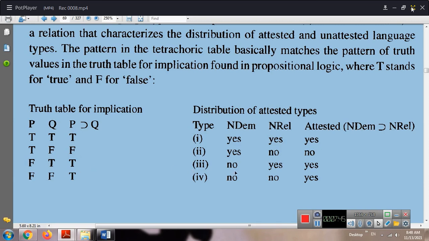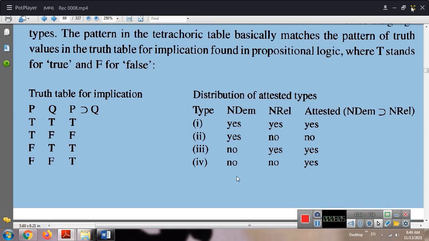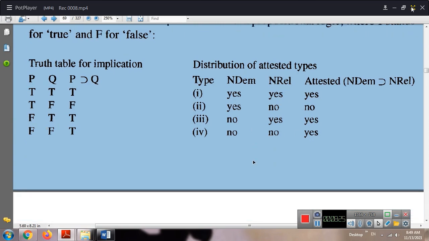In number 3, if a language is not non-demonstrative but is non-relative clause, that language exists. It means that if the first one is false, P is false, but Q is true, then we have P then Q is true. And number 4, when P is false and Q is false, that is true. It means that when the language is not non-demonstrative and not non-relative, that language is demonstrative noun and relative clause noun. Therefore, that exists. It is yes.